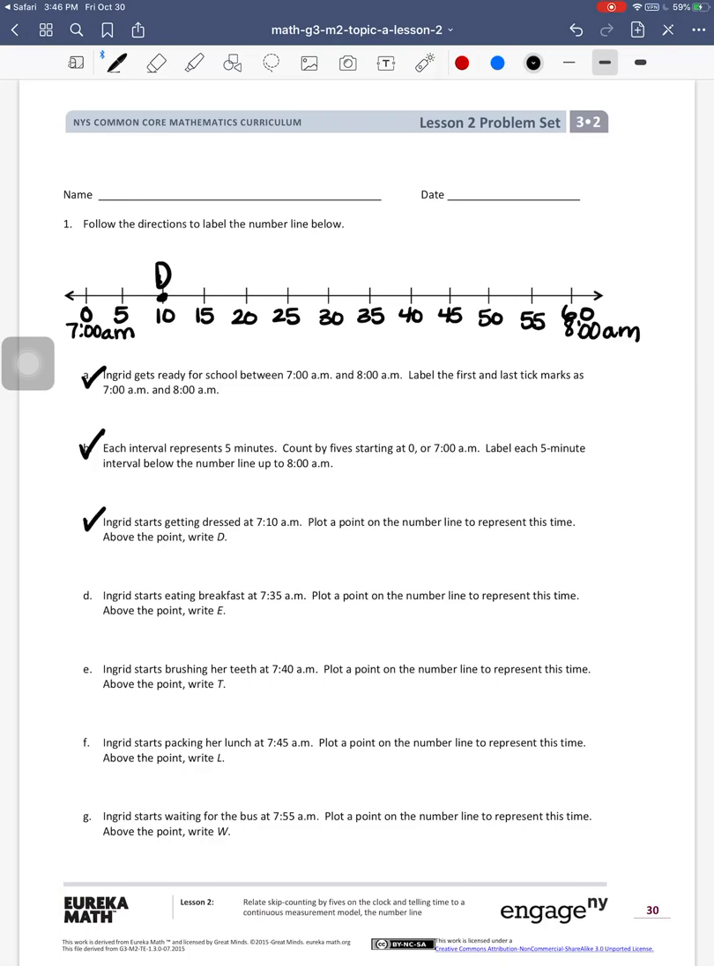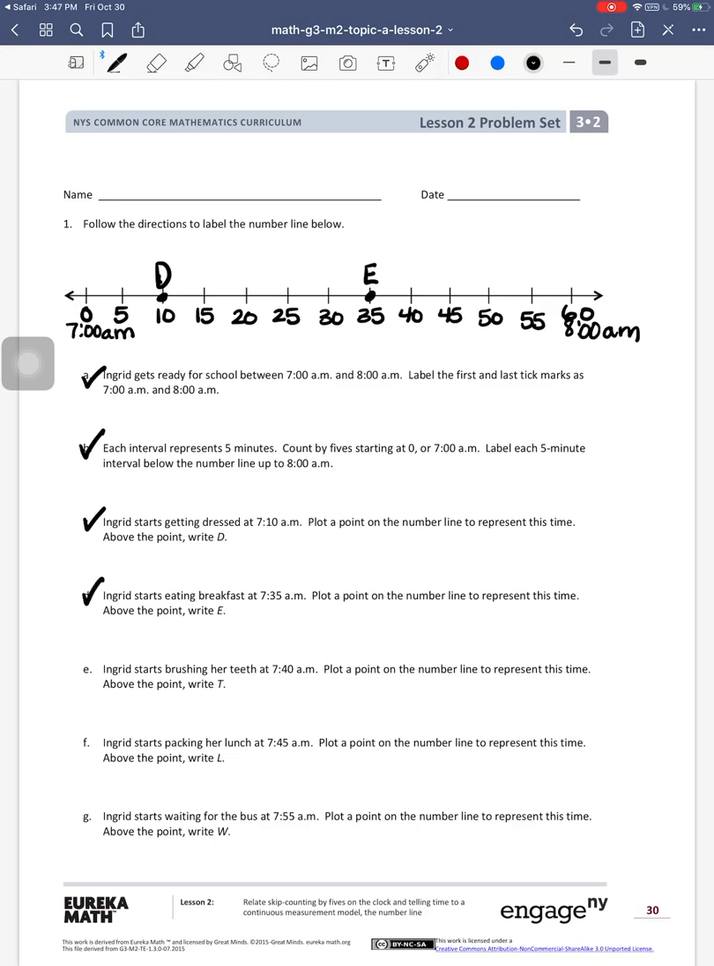All right, D. Ingrid starts eating breakfast at 7:35 a.m. Plot a point on the number line to represent this time. Above the point, write an E. So let's find the 35, plot that point, and write an E. Now I completed that, so check.